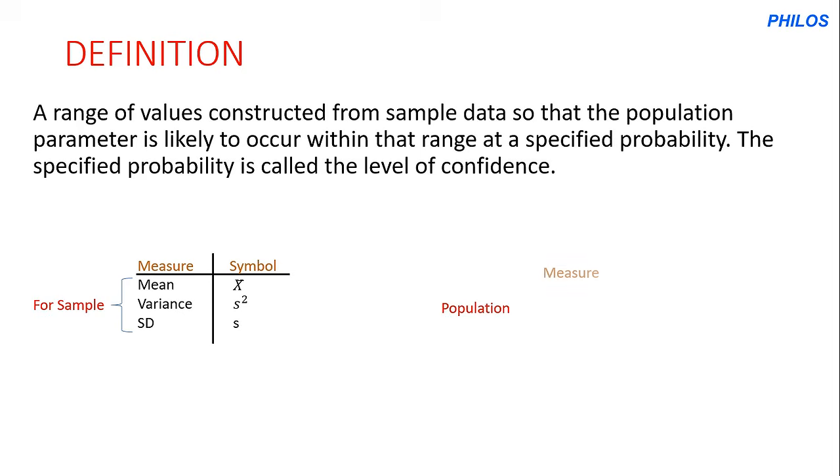But when we talk about population, for population mean, we use mu to represent it, and for population variance, we use sigma square. This is called sigma, then you add square to it. So sigma square is the symbol for population variance, and sigma without a square is the symbol for population standard deviation. Now let's look at the formula we're going to use in this topic.